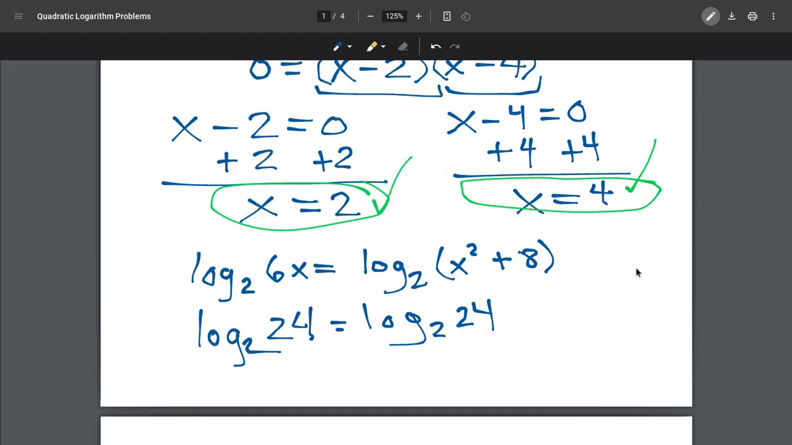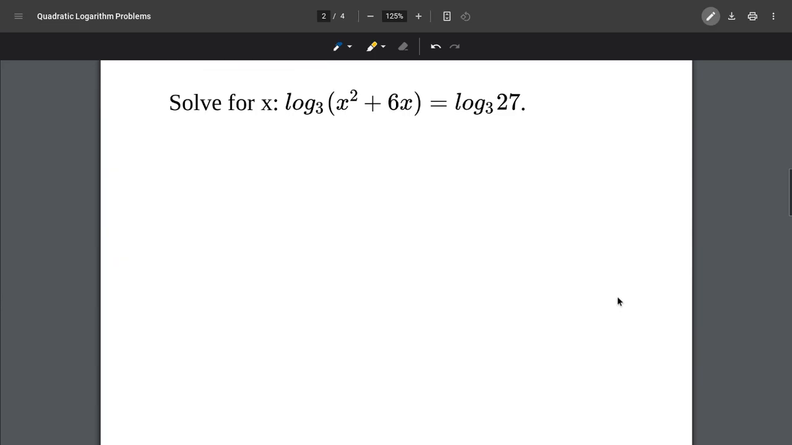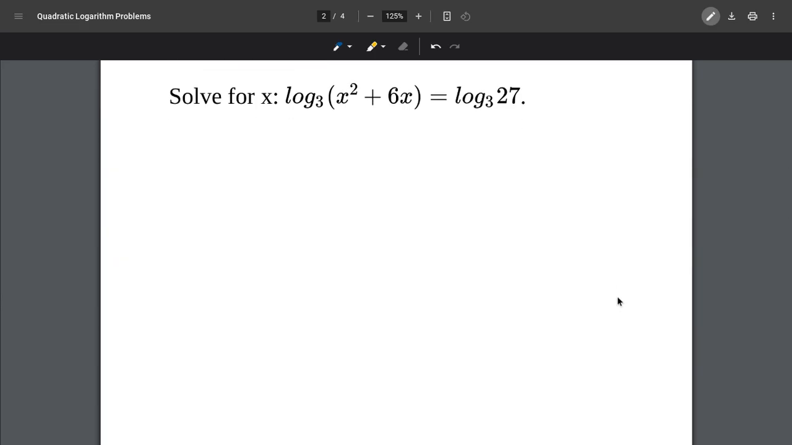All right, let's take a look at the next problem. Next one, we have log base 3 of x squared plus 6x equals log base 3 of 27. So first step, we have the same base for each of these, so we're going to set x squared plus 6x equal to 27.